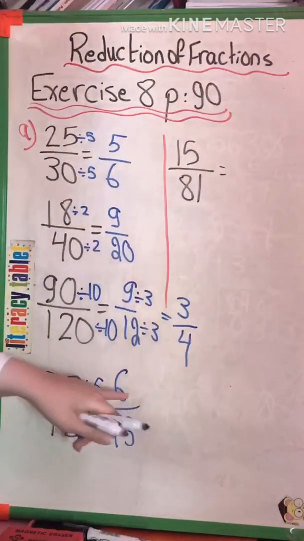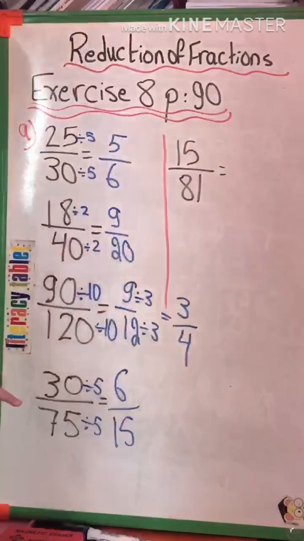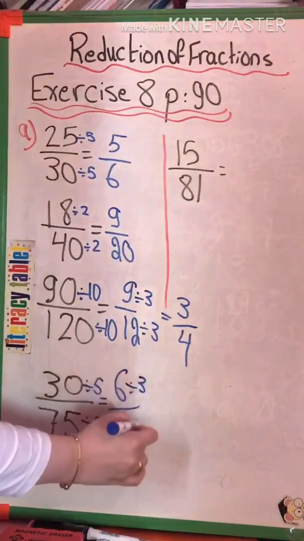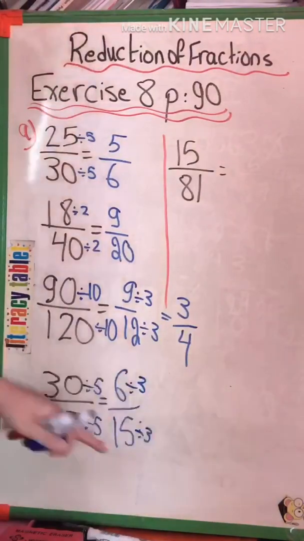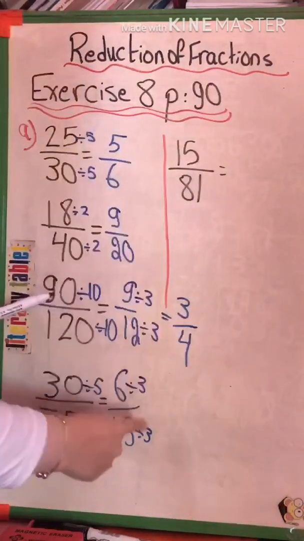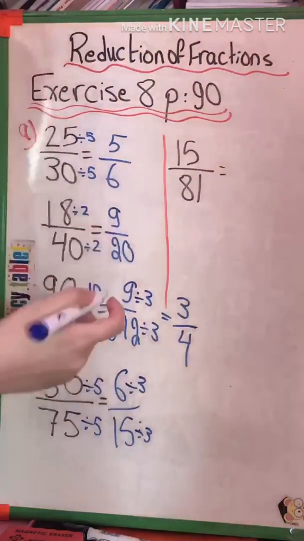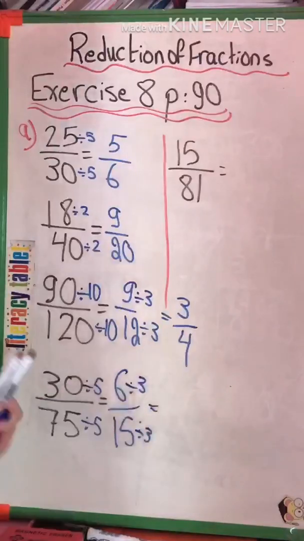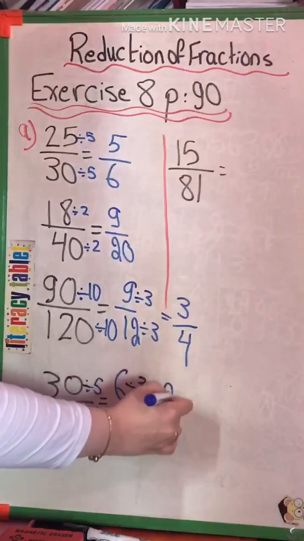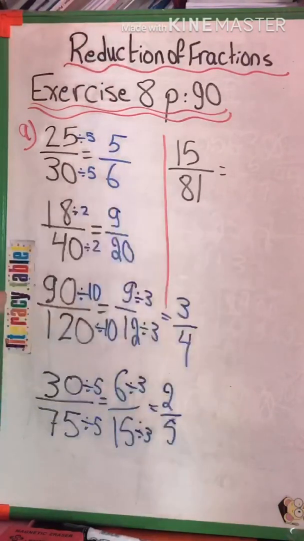Let's check again. Is this divisible by 2? This is not. So let's check if it is divisible by 3. This one yes, this one yes. So it is divisible by 3. Miss, how can you know 15 is divisible by 3? I think of a number that multiplied by 3 gives me 15. Yes, 3 times 5. So it is divisible by 3. Or I can think, is 15 a multiple of 3? Yes. Okay. So here it will give me 2 over 5, which is an irreducible fraction.